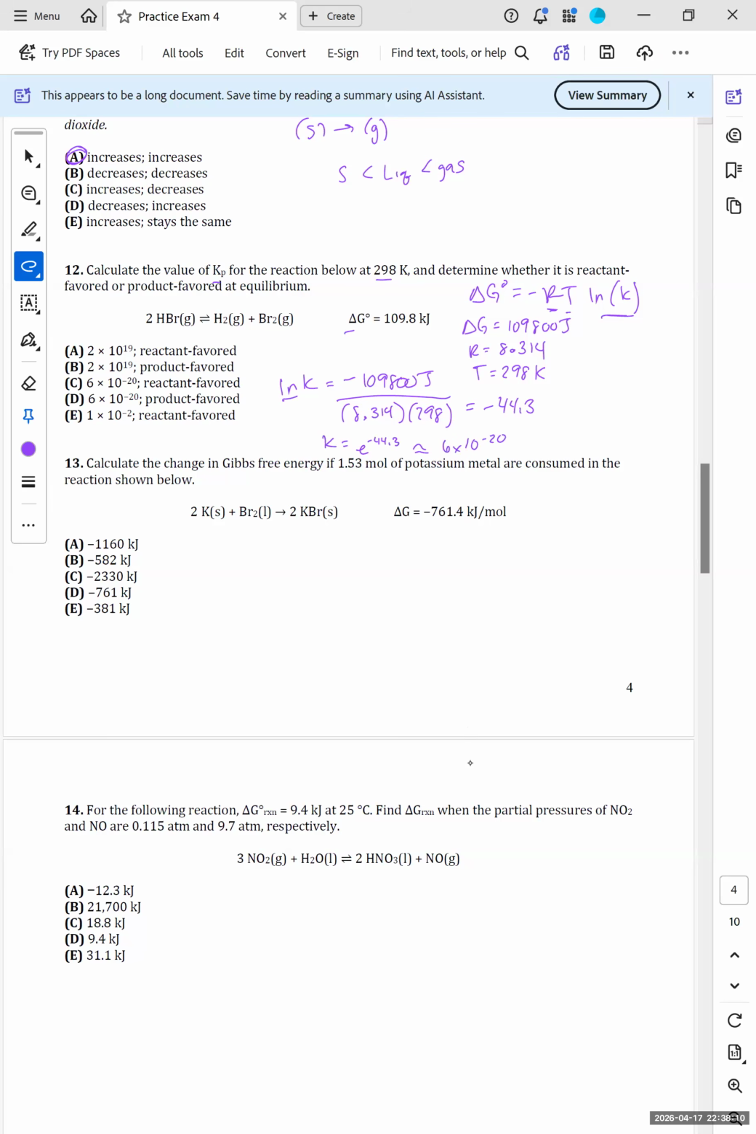So I can immediately get rid of A and B and E. All right, so this K is super, super small. So right there, that would tell me that the equilibrium is reactant favored. And something to remember as a trick, a positive delta G means a small K, and a negative delta G means a large K. So if it's a very small K, it's just reactant favored. So knowing that, I would say the answer is C.